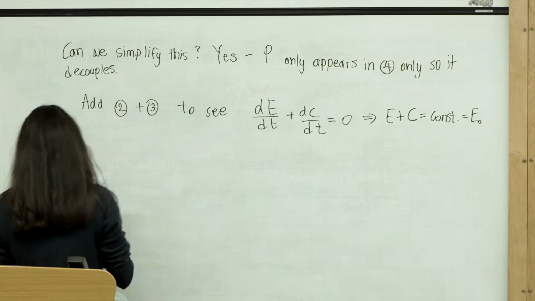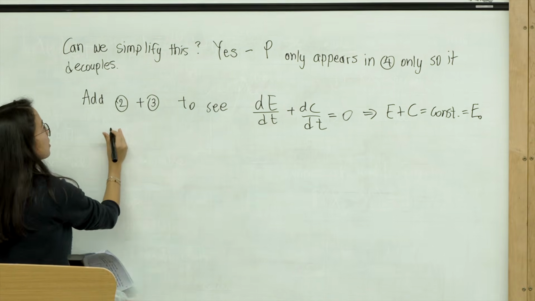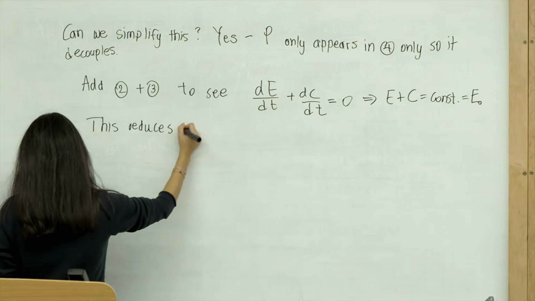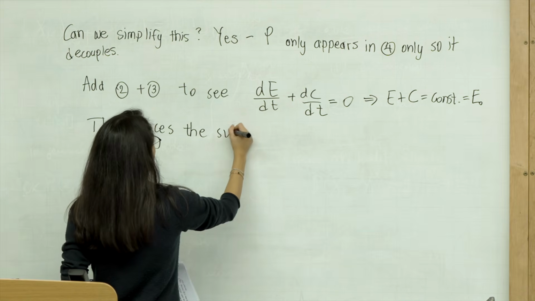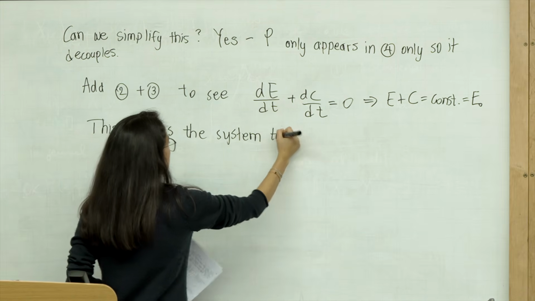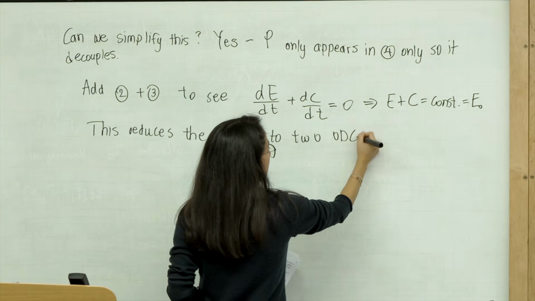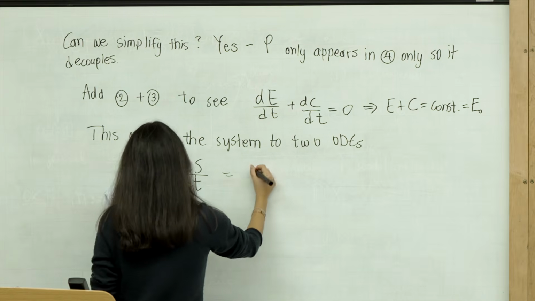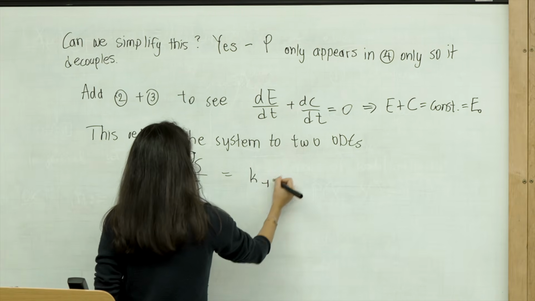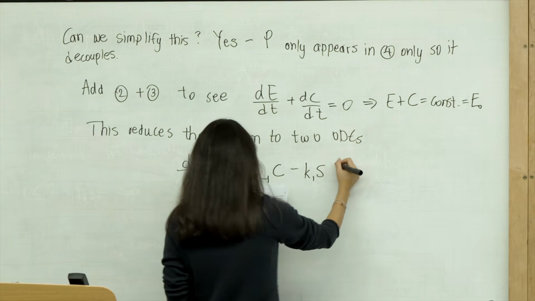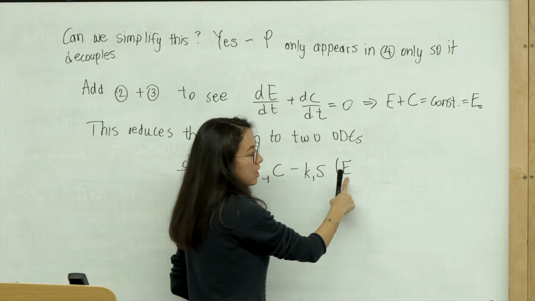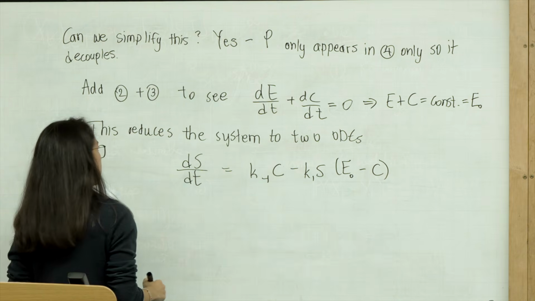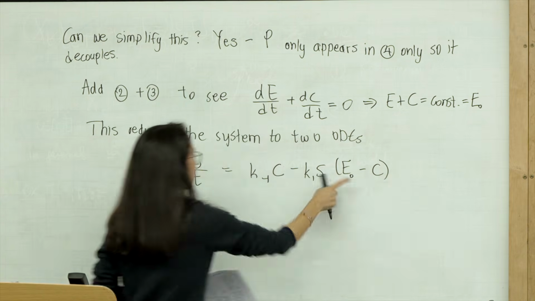OK, great. So once we have this, I can write that the system now reduces to only 2 ODEs, and I write them out for you. These are going to be the rate of change of the substrate, which is going to be k_{-1} C minus k_1 S times the initial enzyme, where I'm substituting for E. So notice that I did E is equal to E0 minus C to get this.